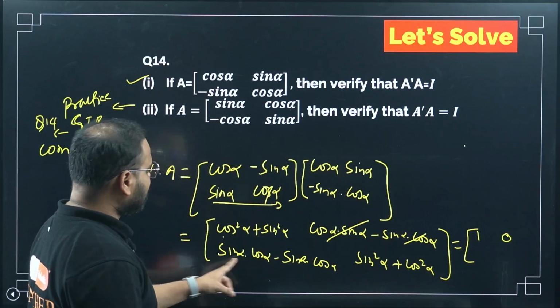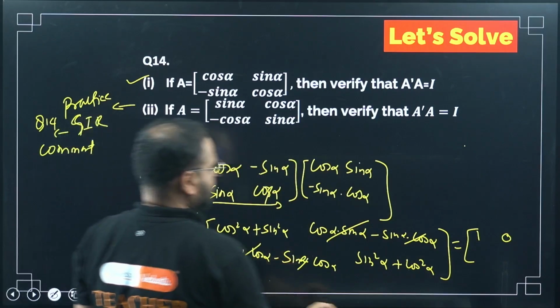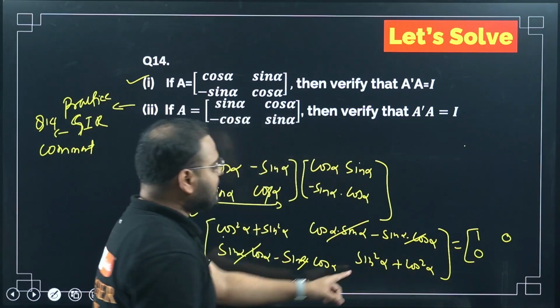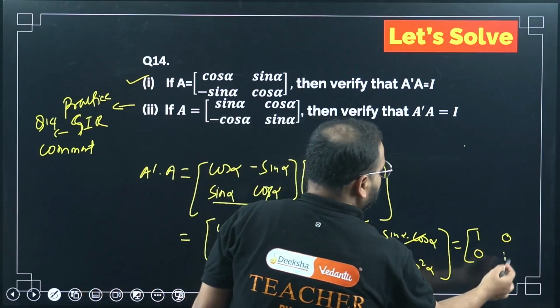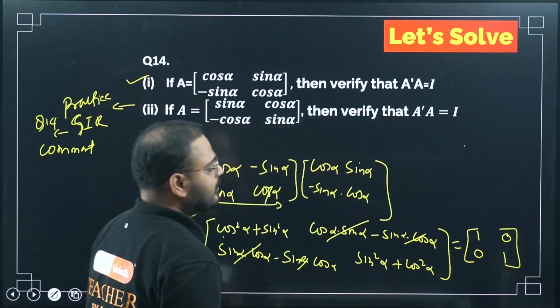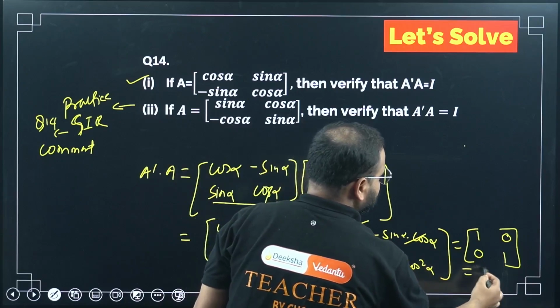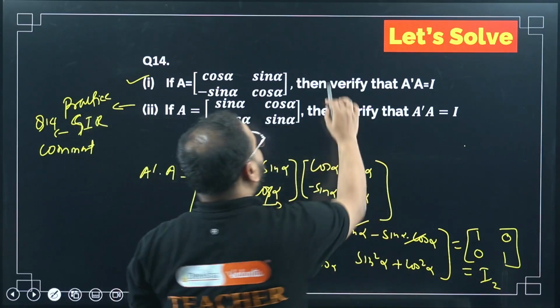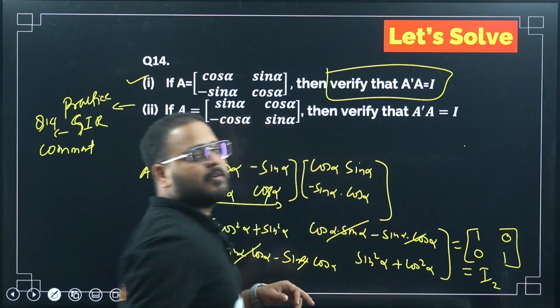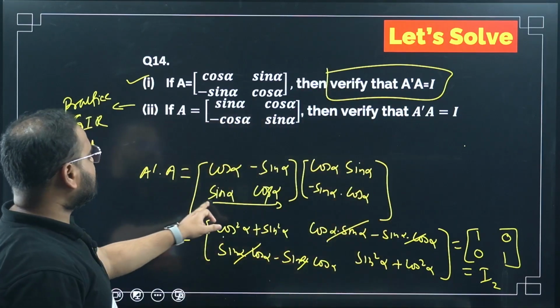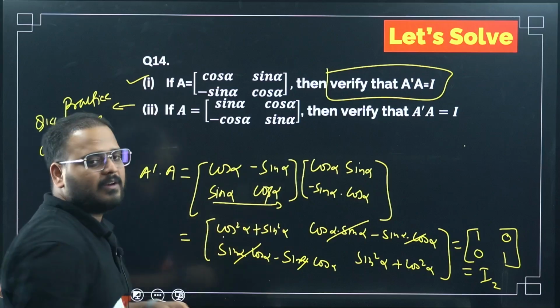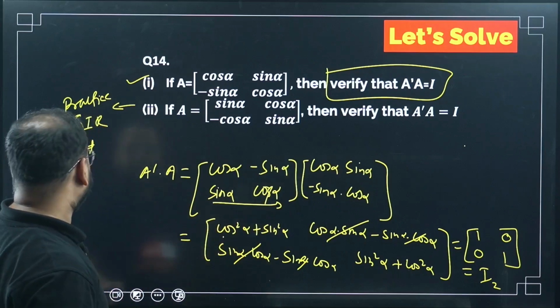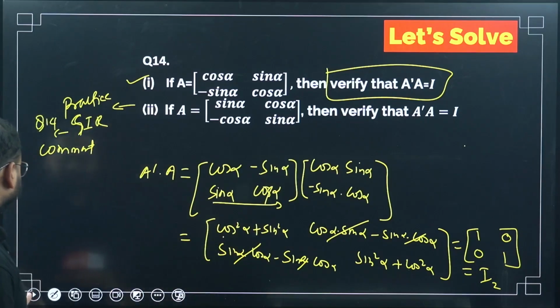What about this sin alpha cos alpha? Again getting cancelled, so 0. What about sin square alpha plus cos square alpha? 1 from the identity. So I proved it to be equal to I2, the identity matrix of order 2. We have to verify this, and we got it right. So the first one is done. This is the transpose times the matrix A. Simple. I hope this is visible.